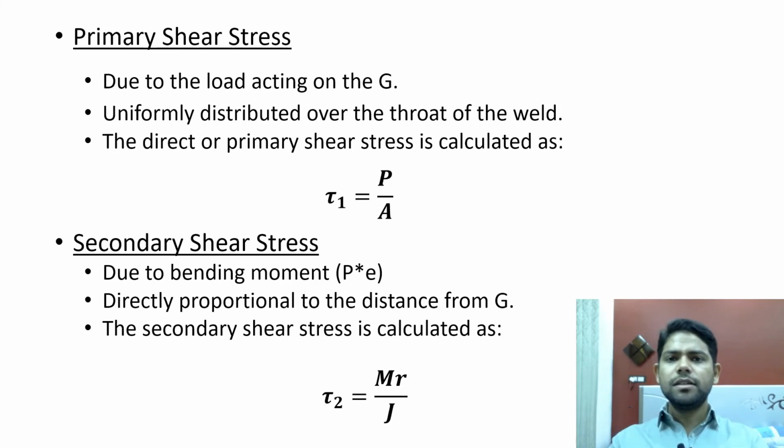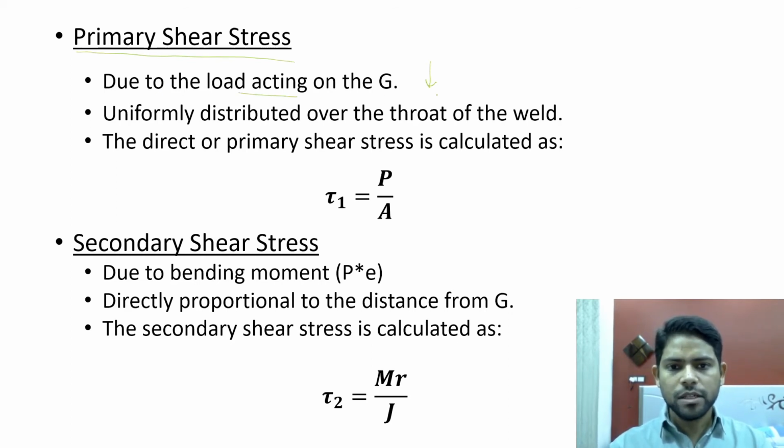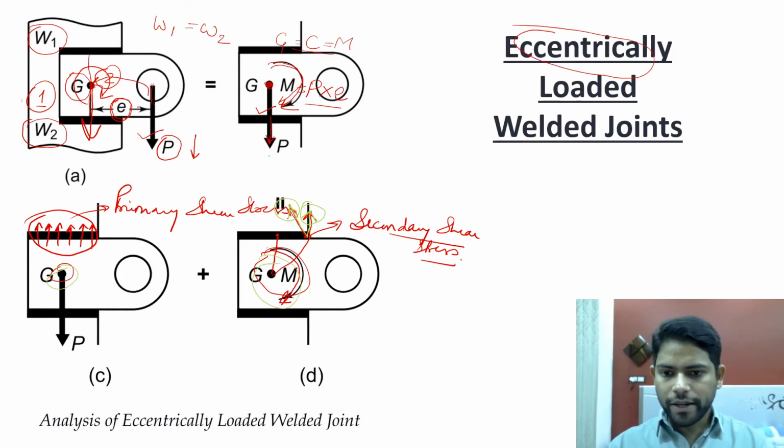In the slide you can see that this primary shear stress is caused because of the load acting downwards at the center of gravity of the weld, and it is uniformly distributed throughout the length, throughout the throat of the weld. The magnitude of the primary shear stress is the same at all the points.